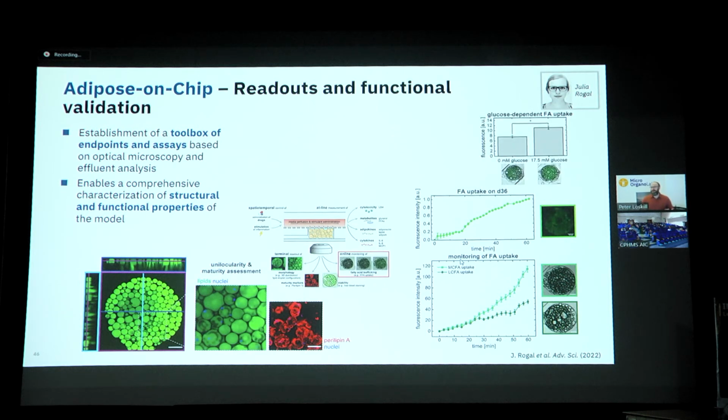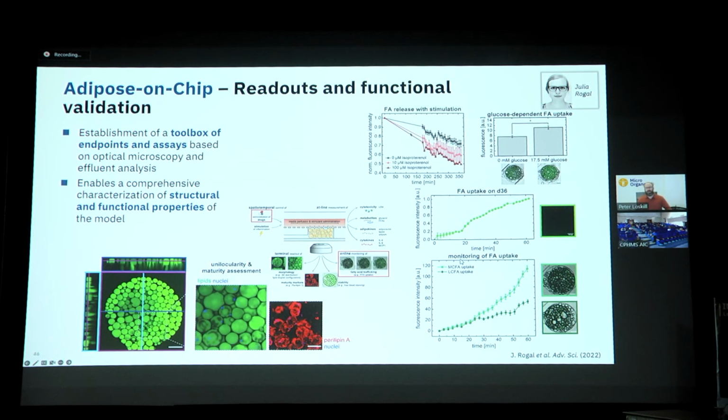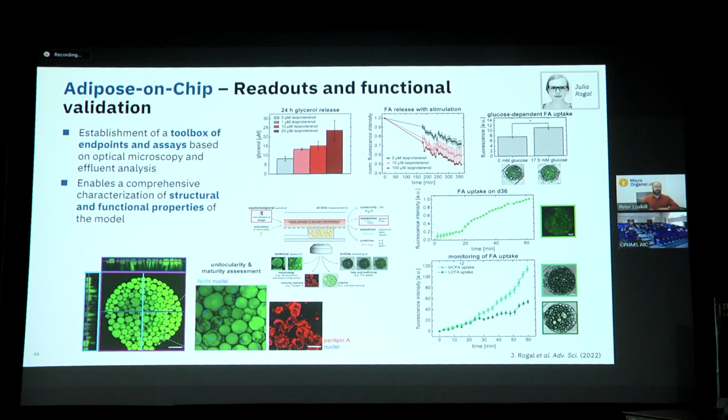Then we looked at, for example, the effect of different stimuli. Here we looked at different glucose concentrations and the fatty acid uptake. We could look at the fatty acid release if we then, for example, stimulated with isoproterenol, which is a beta adrenergic agonist, or also looking at the effluent and the effect of the isoproterenol on the glycerol release in the effluent. So this was a big toolbox which we then use for different types of studies.